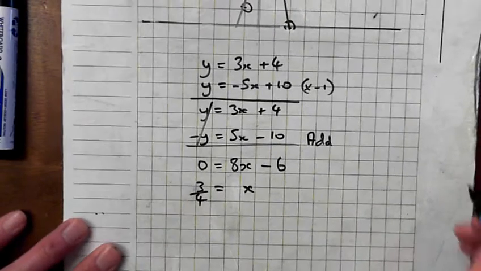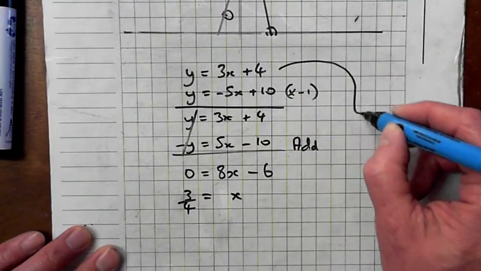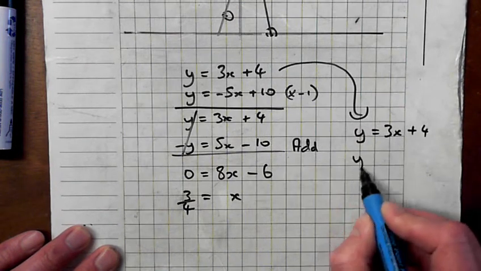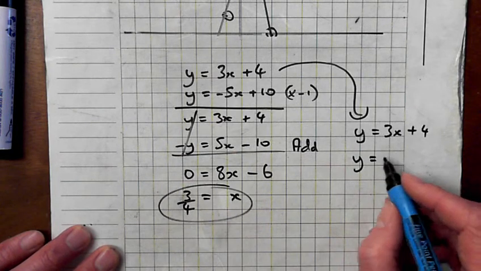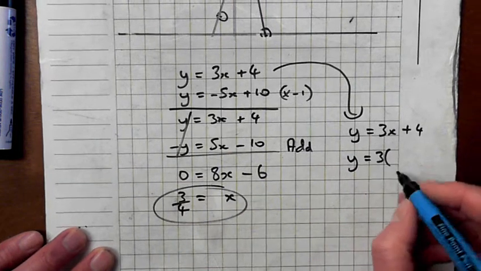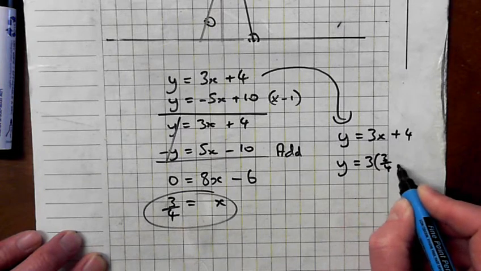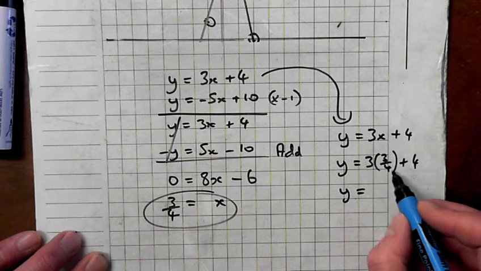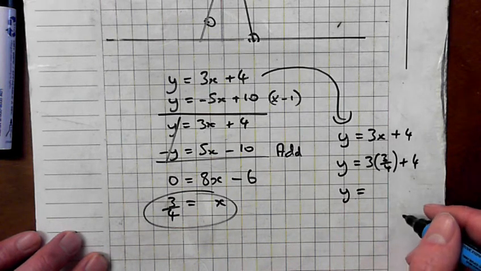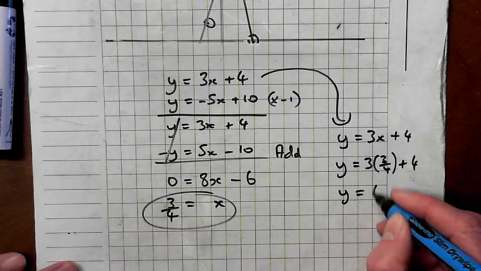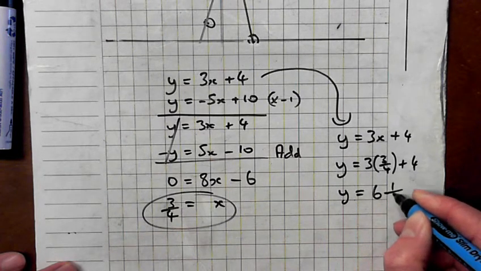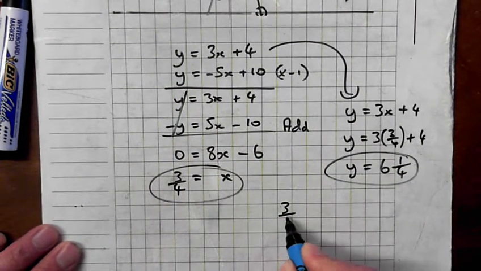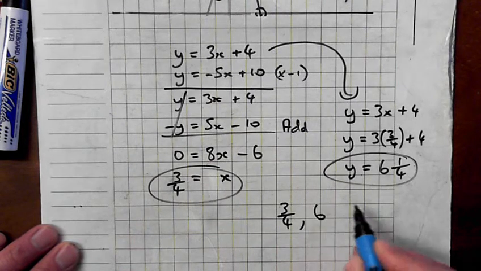Right, so we just take one of the equations from above. We have x, we want to find y. So we know what x is, find y. So 3 times 3 over 4 plus 4. So 3 times 3 over 4 is 9 over 4, plus 4? 6.25, so 6 1/4. So x is 3/4 and y is 6 1/4.